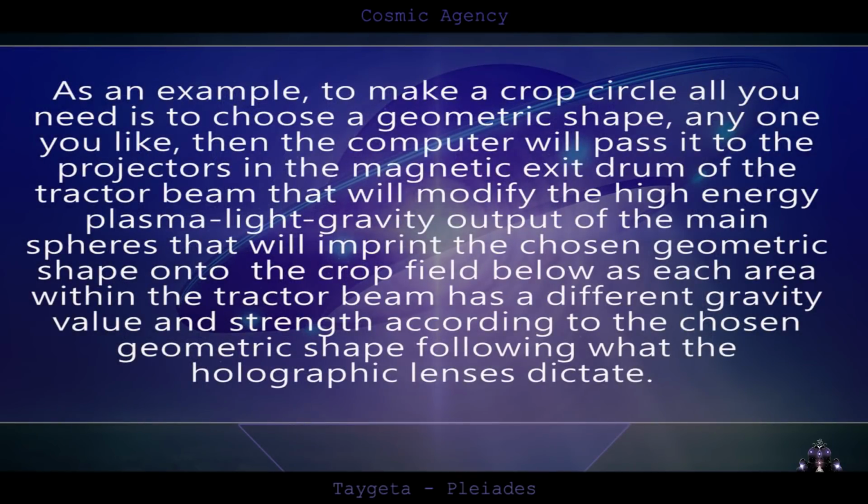As an example, to make a crop circle, all you need is to choose a geometric shape, any one you like. Then the computer will pass it to the projectors in the magnetic exit drum of the tractor beam that will modify the high-energy plasma light gravity output of the main spheres that will imprint the chosen geometric shape onto the crop field below, as each area within the tractor beam has a different gravity value and strength according to the chosen geometric shape, following what the holographic lenses dictate.